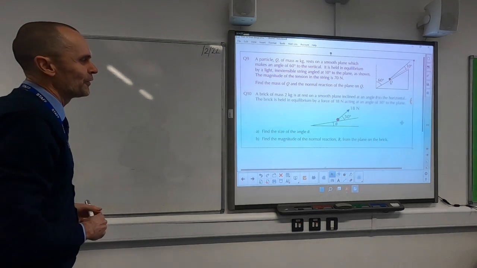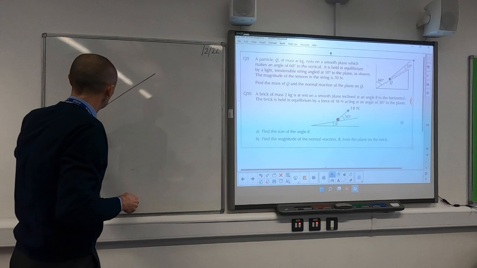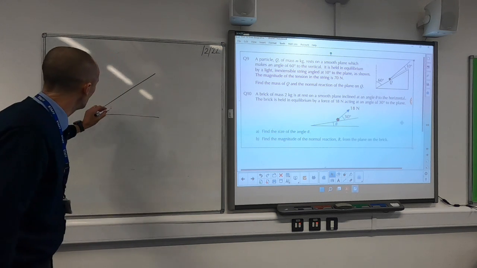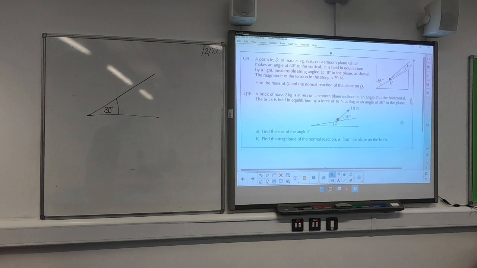Yeah, some of you, if you finished 9, you might want to skip on to 10. But for those of us who are still on question 9, in this question, I'm going to straight away put that angle there as 30. I like to work out all the angles, and that 60 isn't helpful, whereas that 30 is helpful.